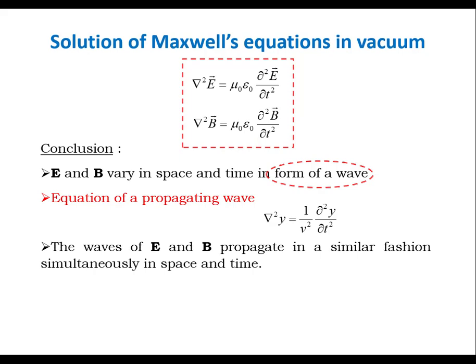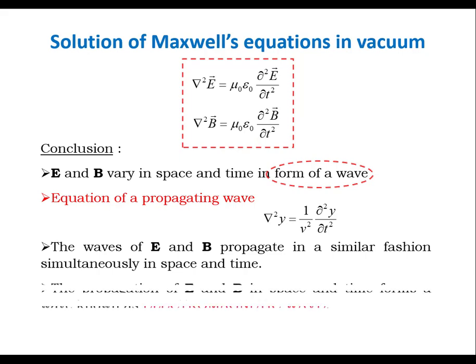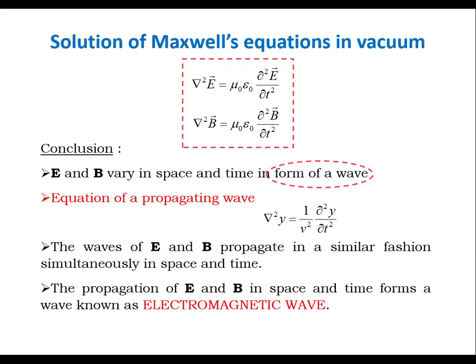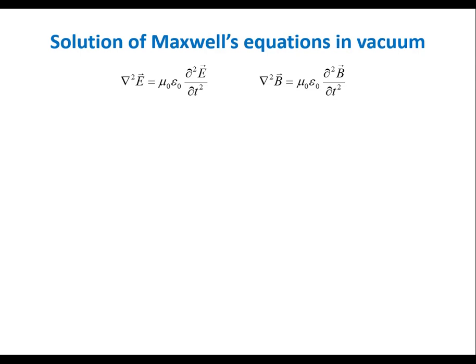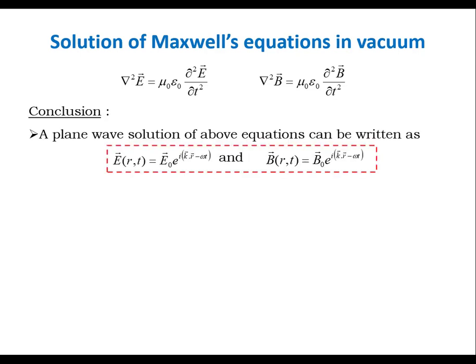So, one can conclude that E and B waves propagate in space with each other and this type of waves are known as electromagnetic waves. Secondly, to find the solutions, we need not solve the E and B equations analytically because we know that the solutions are in the form of a wave.